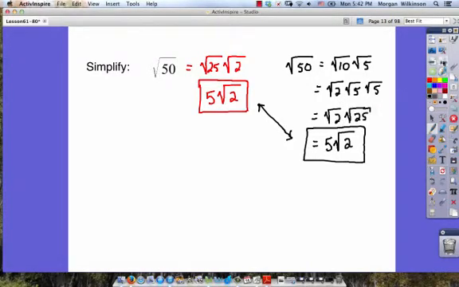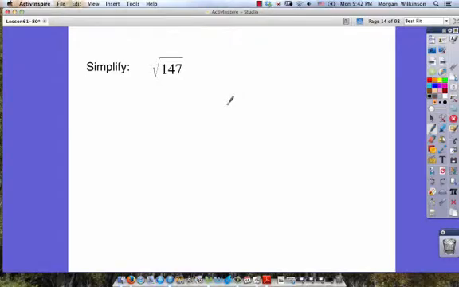Let's look at another one. Here we have to simplify the square root of 147. You might be thinking that 147 is prime, but be careful, because 1 plus 4 plus 7 is 12, and we know 12 is divisible by 3. So 147 must be divisible by 3. 3 goes into 14 4 times. That's 12. We have 2 left over, and we bring down our 7, and 3 goes into 27 9 times. So we get 49.